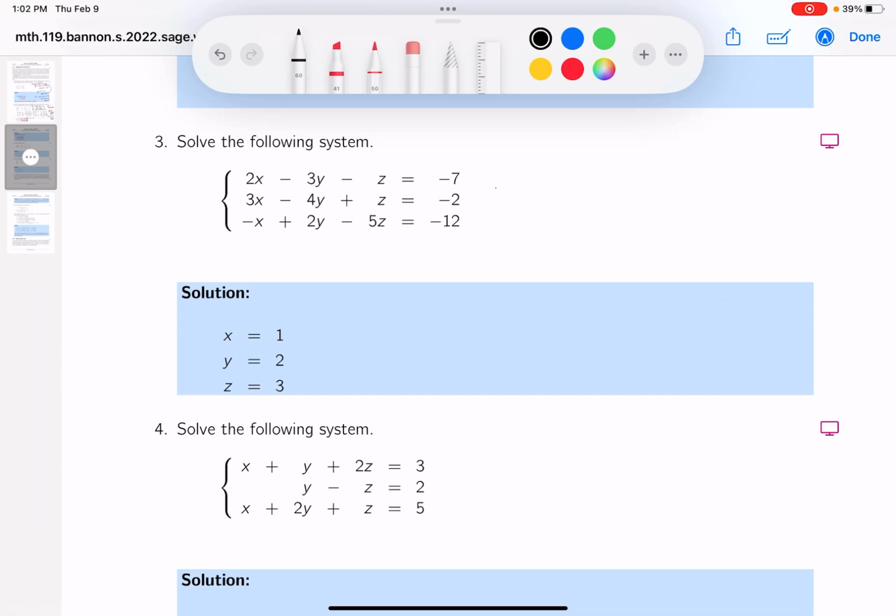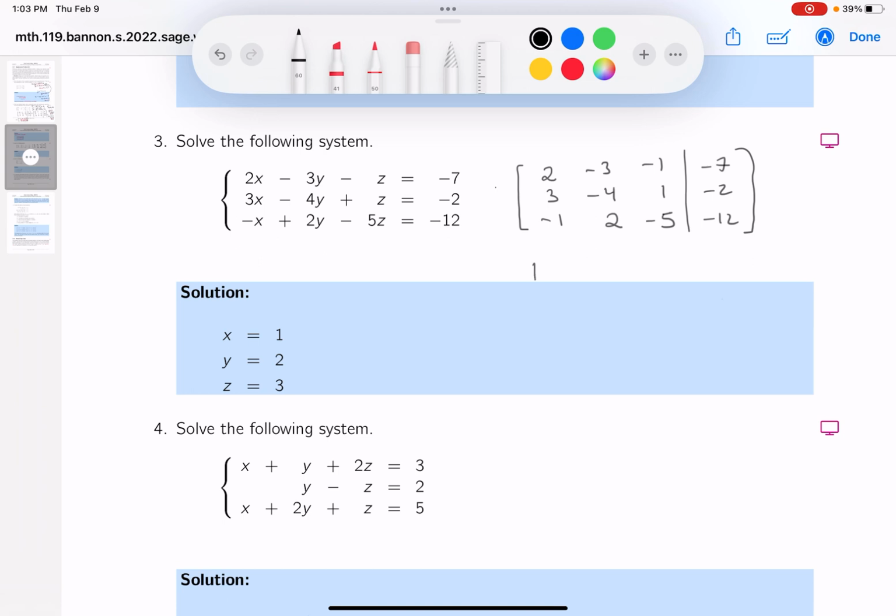I'm going to put the augmented matrix down, and let me just take a look at that. I like to write the columns down first. 2, 3, minus 1, minus 3, minus 4, 2, minus 1, 1, minus 5, bar here, minus 7, minus 2, minus 12. I always say it pays to be a bit creative in these problems.